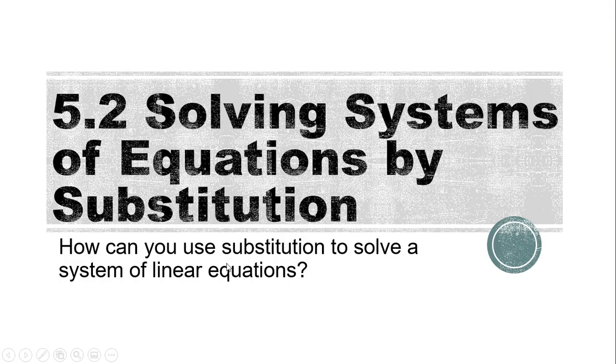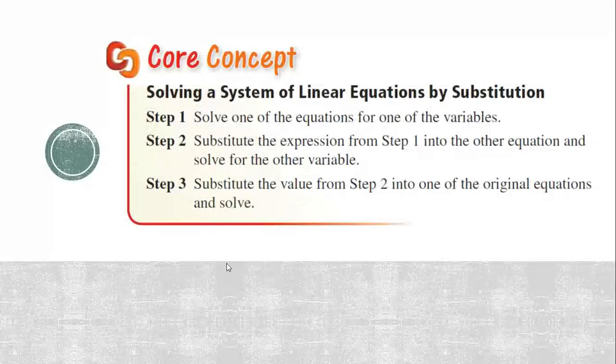Okay, we are continuing with chapter 5. We're moving into section 5.2. We're still solving systems of equations, but now we're solving systems by another method. So we saw in the first section how to solve a system by graphing, by looking for the point of intersection. Now in this section, we're solving by substitution.